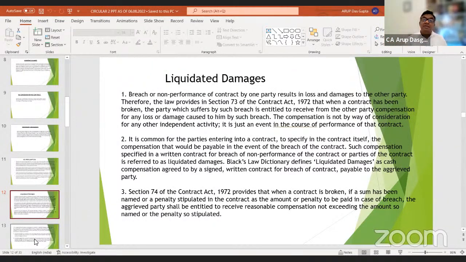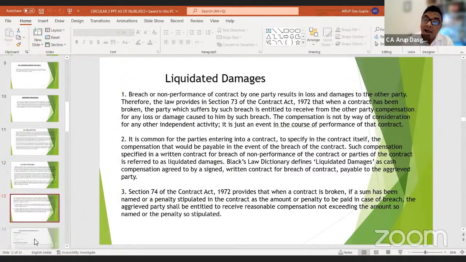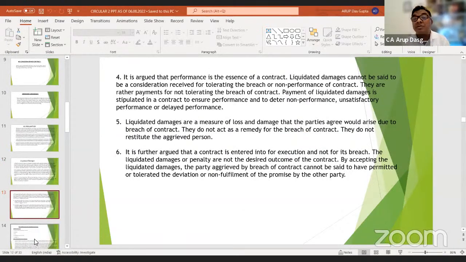So, friends, it has just been clarified that a liquidated damage is nothing but a compensation received by one party because of the damages that he has suffered, either because of the delay or because of the non-completion of the job in the proper way. Okay. So liquidated damages are a measure of the loss and damage that the parties would agree would arise due to the breach of the contract. They do not act as a remedy for the breach of the contract.